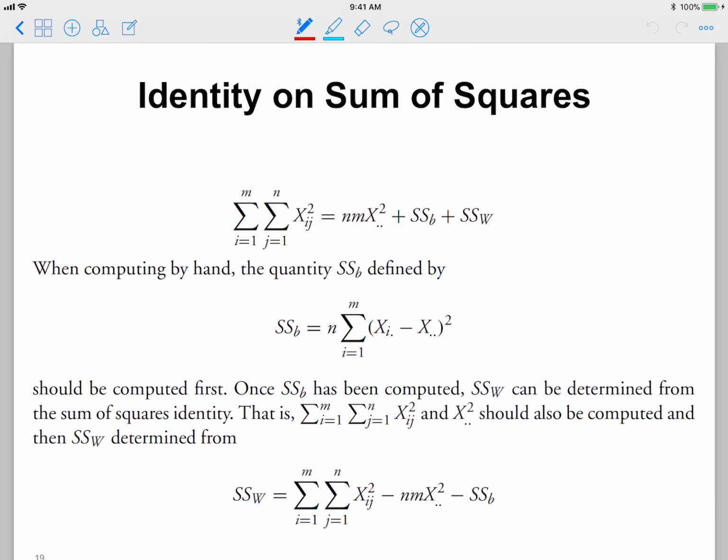The next part is about the identity of sum of squares. Let's look at this equation. The left-hand side is simply the squared sum of all the observations across different groups, and that will be decomposed into this form.